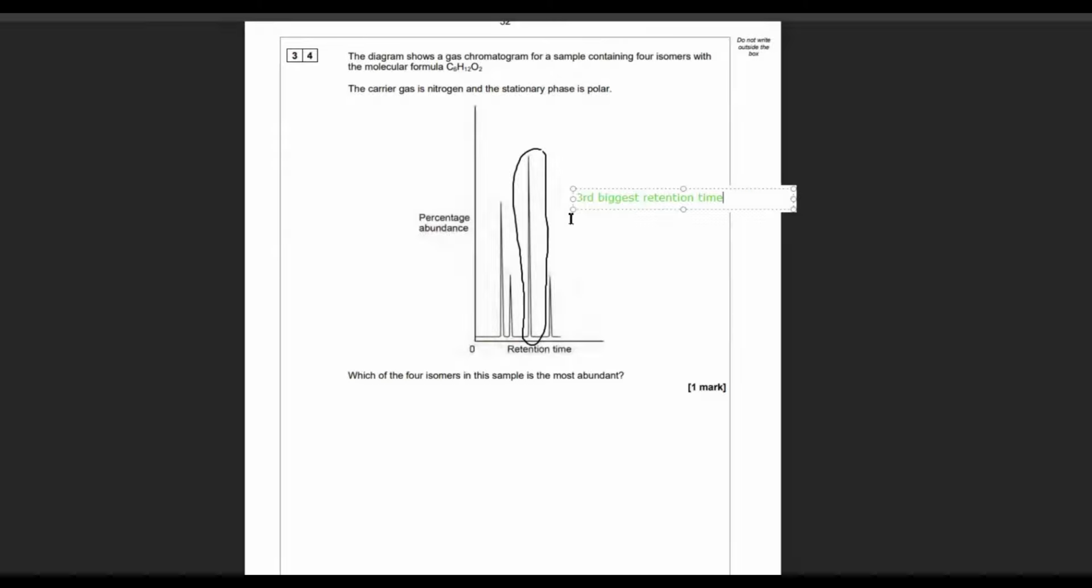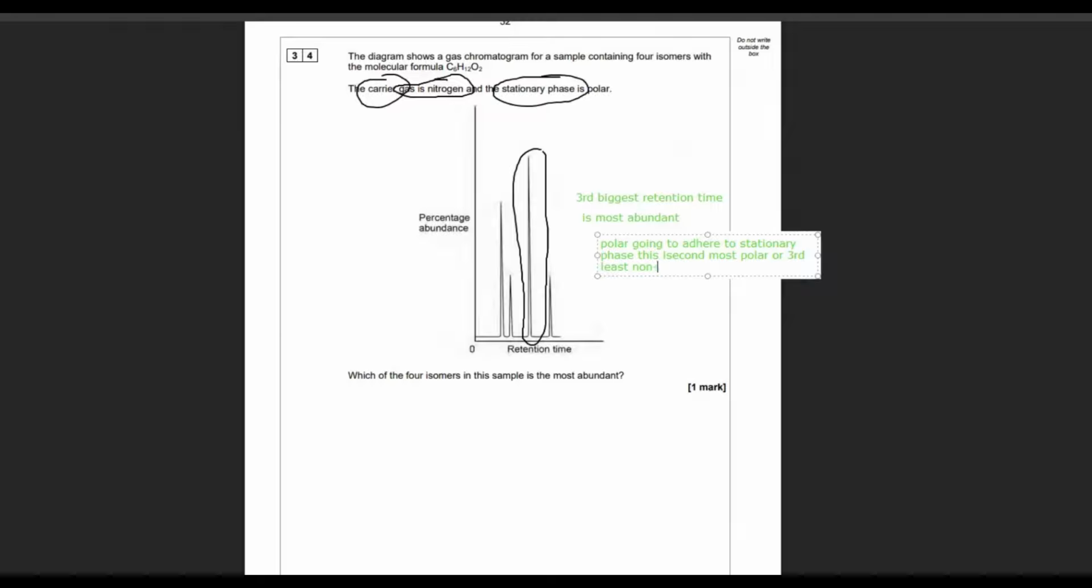It had the third longest retention time, but not the longest. Now, polar molecules are going to stick to the stationary phase, right? The carrier gas is nitrogen. Nitrogen's a covalent molecule, a non-polar molecule with no dipole. So substances that are non-polar are going to have a very small retention time. So our far left peak is going to be non-polar. The others are going to be polar because they're taking longer through the system because they're attracted to the stationary phase. They have a high affinity for the stationary phase.